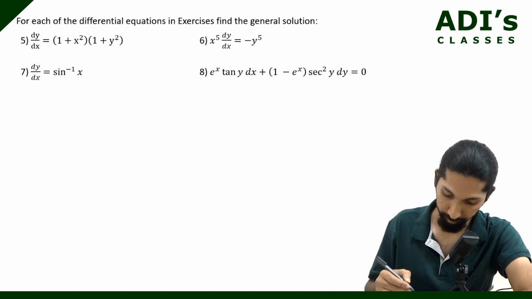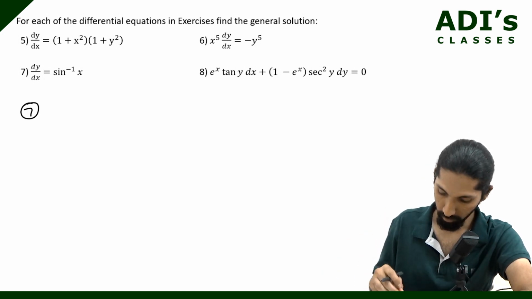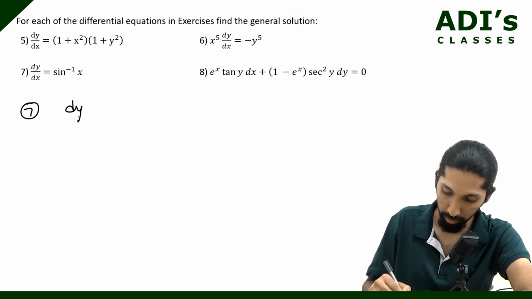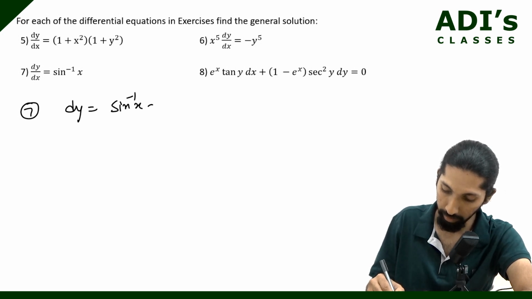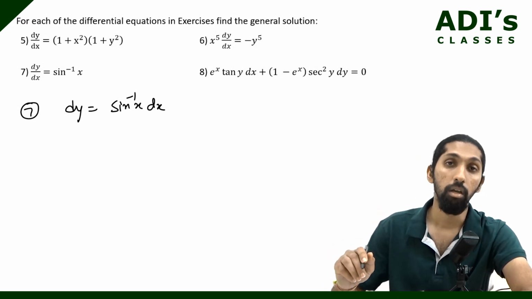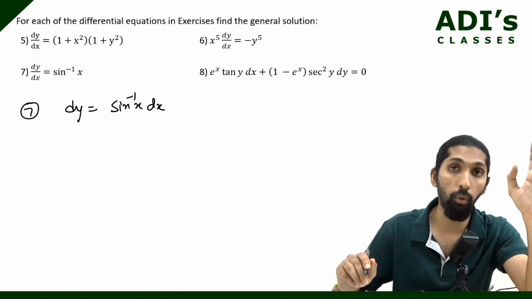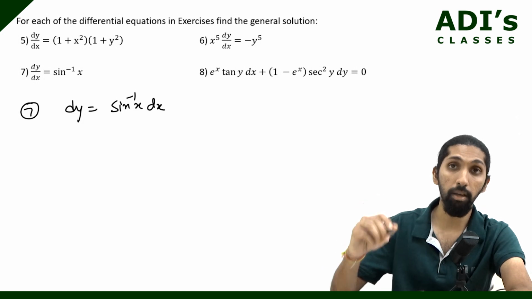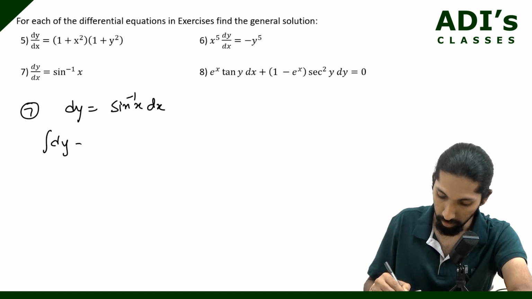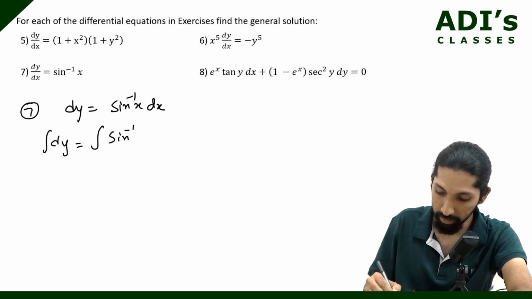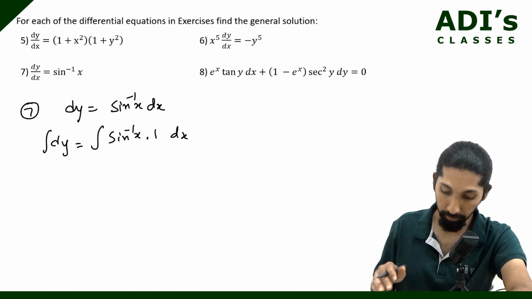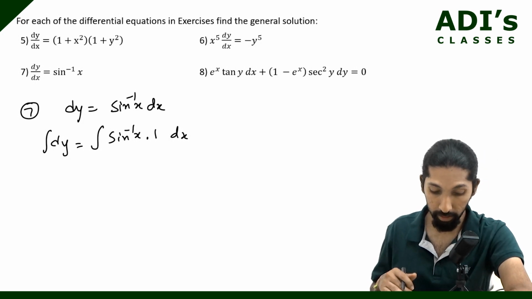See the seventh question. What you have in this question is basically dy is equal to sine inverse of x dx, correct? Guys, it's basically integration of an inverse trigonometric function. Do you remember how we used to do it? Take it as 1 into sine inverse of x, and then we apply the ILATE rule, correct? So we have integral of dy equals integral of sine inverse of x into 1 dx, correct? What is integration of dy?